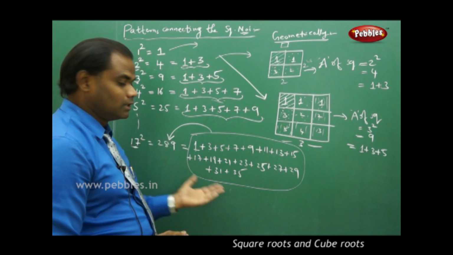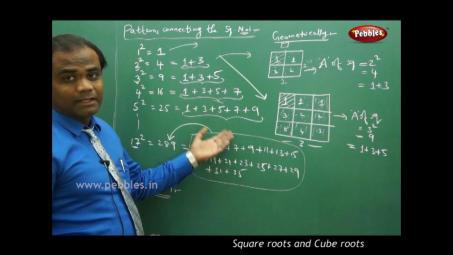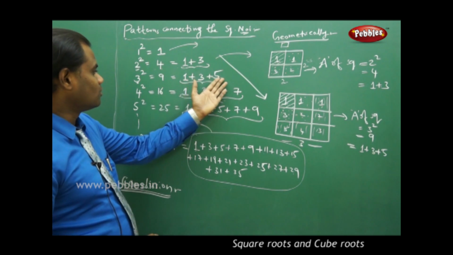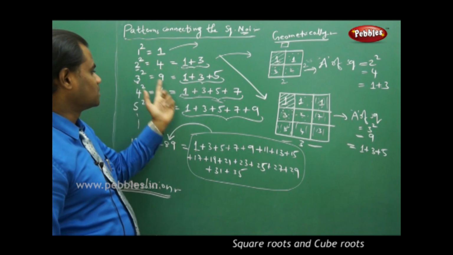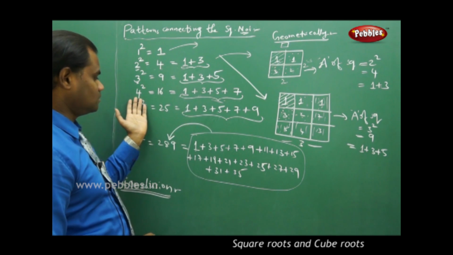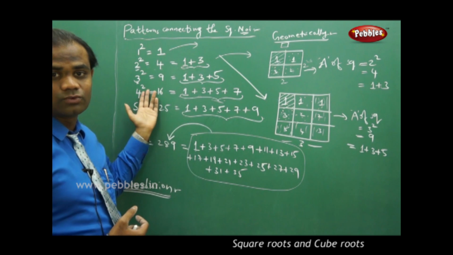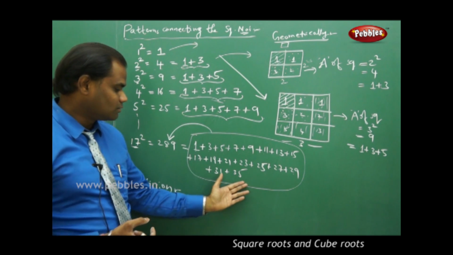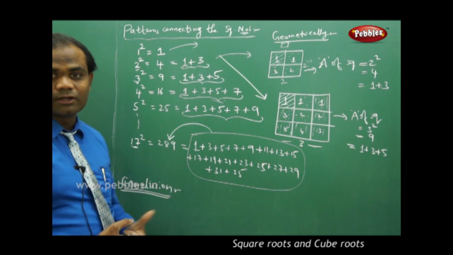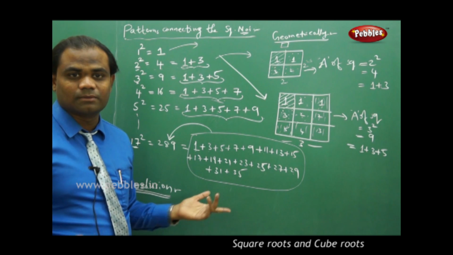This is how we do that. So going by the pattern, I see that the sum of first 3 odd numbers is 3 square, the sum of first 5 odd numbers is 5 square, the sum of first 4 odd numbers is 4 square, and the sum of first 17 odd numbers is 17 square. Therefore, the sum of first n odd numbers will be n square.